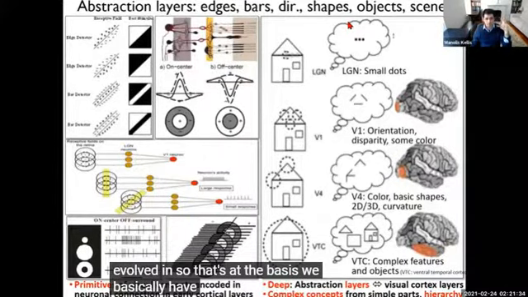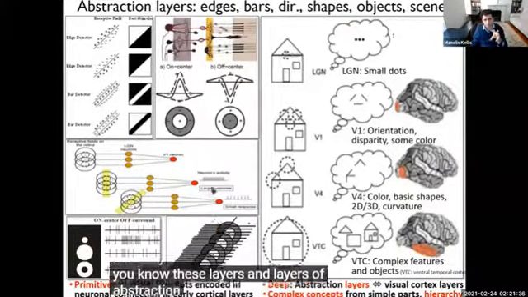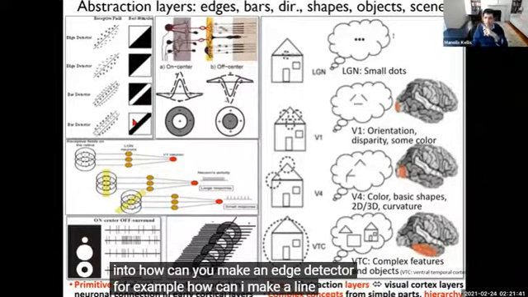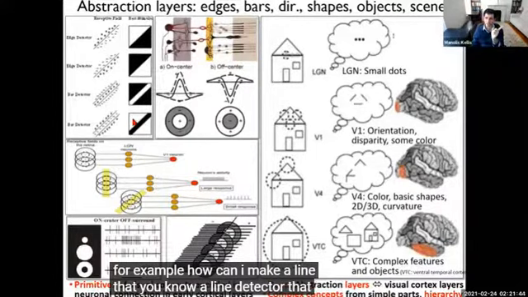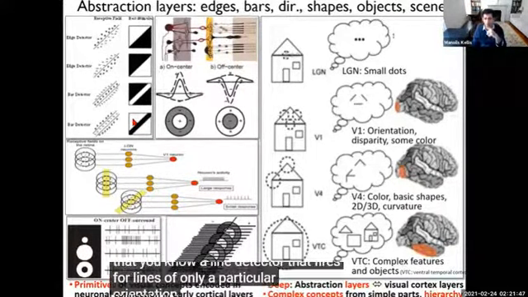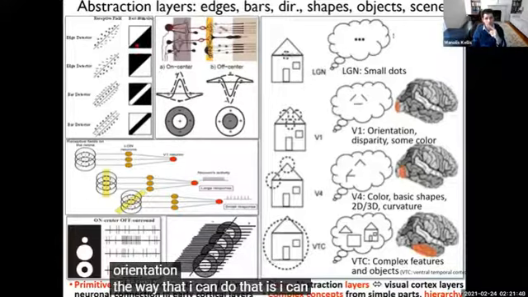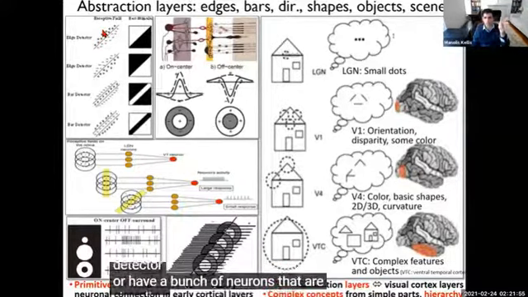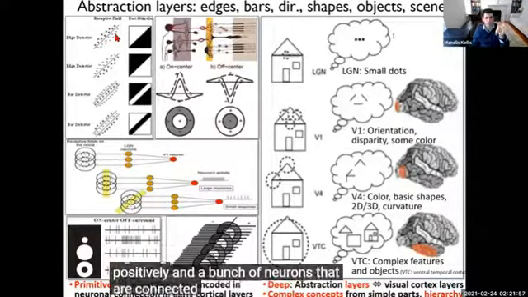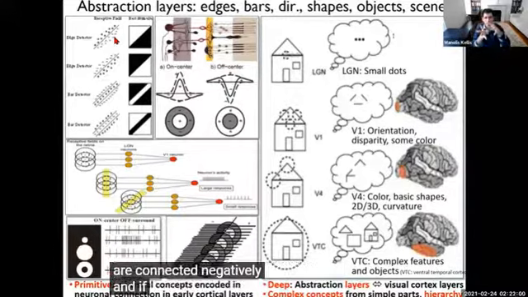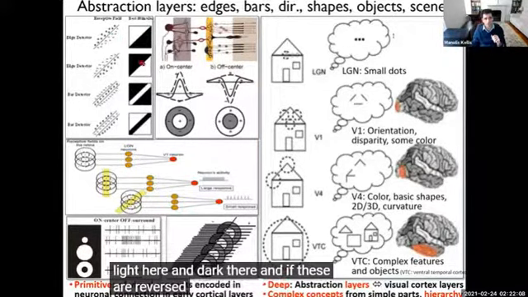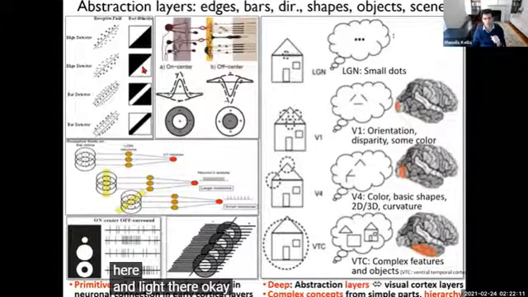We basically have these layers and layers of abstraction. Let's dive into how you can make an edge detector, for example. How can I make a line detector that fires for lines of only a particular orientation? The way that I can do that is, at the lower level, I can have a bunch of neurons that are signaling positively and a bunch of neurons that are connected negatively. And if these are coupled, you will respond to light here and dark there. And if these are reversed, you will respond to dark here and light there. Okay?